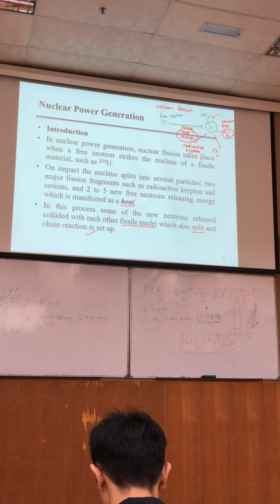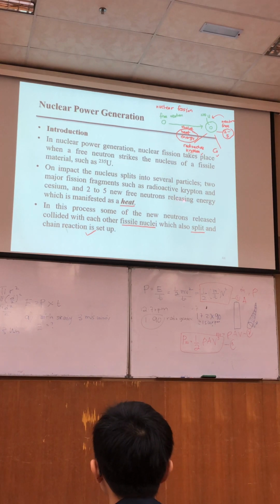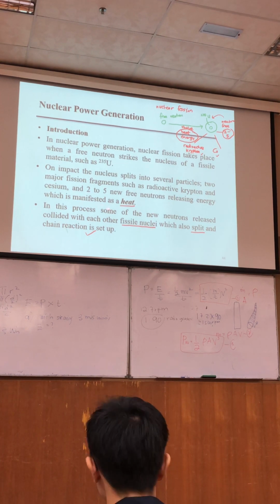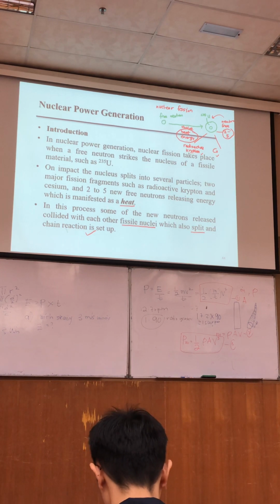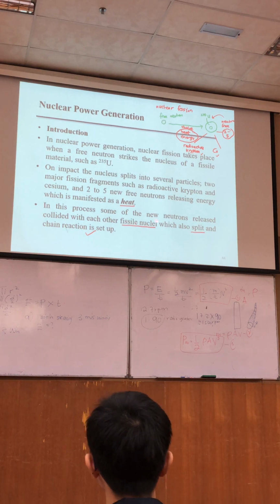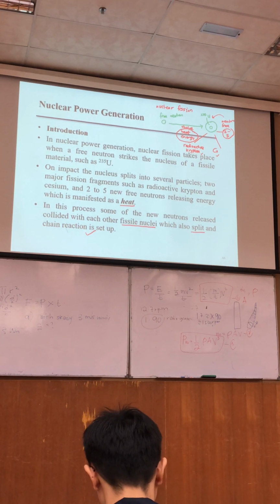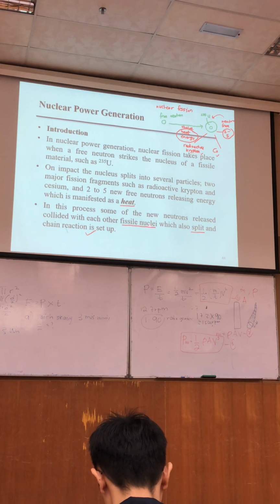During this impact, it releases energy which is manifested as heat. Sometimes we call it thermal energy. In this process, some of the new neutrons released collide with other nuclei, and each fusing nucleus is also split and chain reactions are set up.